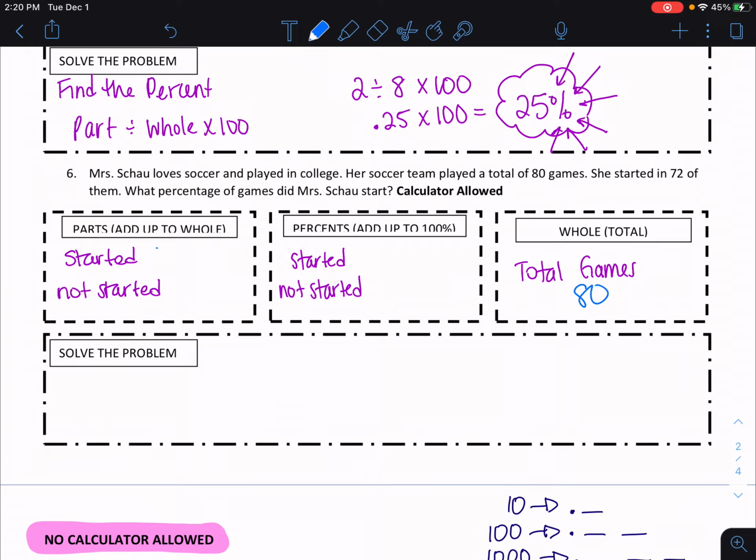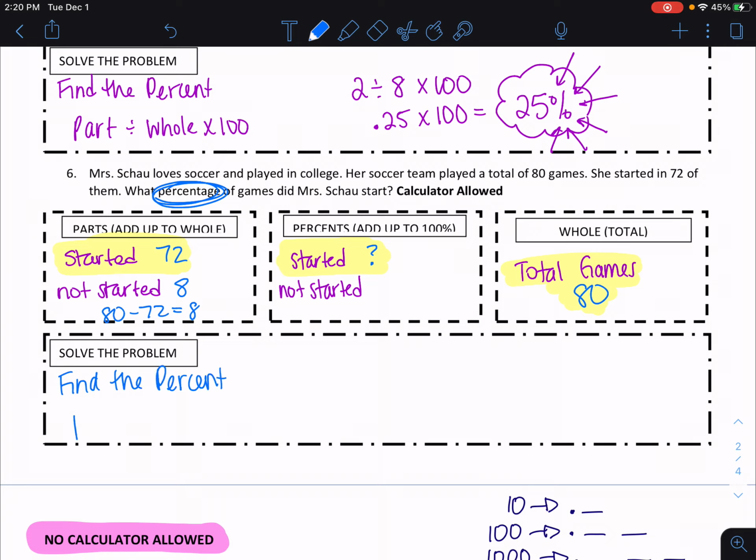She started in 72 of them. That means that she didn't start in 8 of them because 80 minus 72 is 8. What percentage of games did Mrs. Shaw start? So there's my question mark. The first thing I'm going to highlight is my question mark. That's what I'm trying to find. If I highlight started, then I have to highlight started in the other box. And I'm going to use 80 total games. I'm finding the percent.